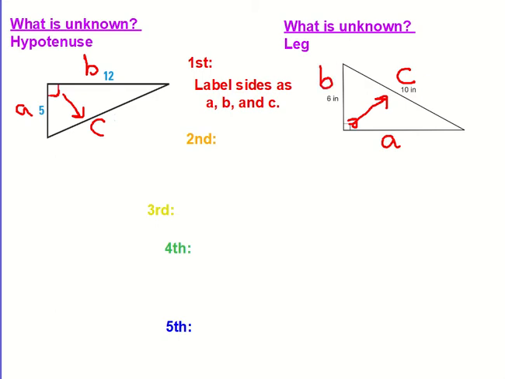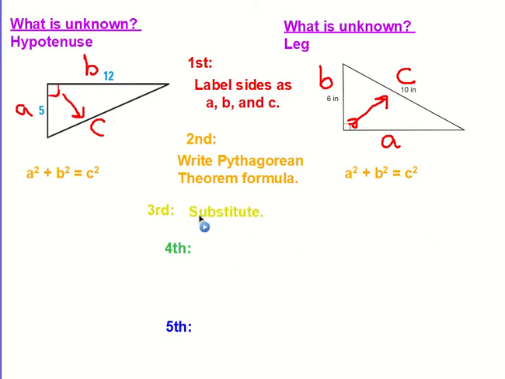The second step is to write the Pythagorean theorem formula. So let's see what that looks like. A squared plus B squared equals C squared. And for this one, the same thing. So the second step is identical as well. So let's look at the third step.